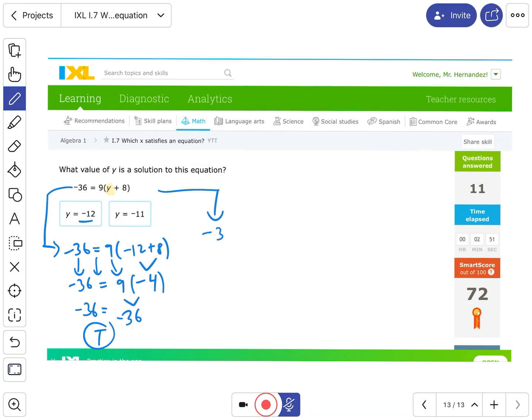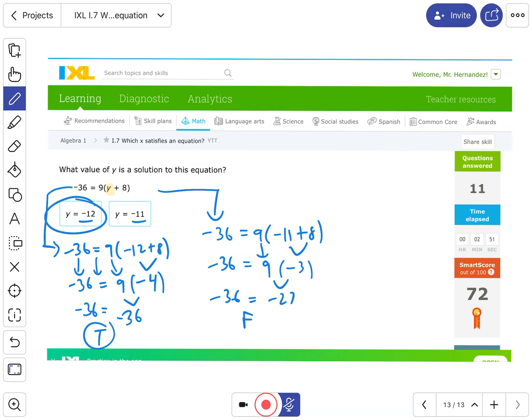Let's look at the right side. Let's replace y with negative 11, see what we get. Okay, so that's going to be negative 3. Bring down the 9, bring down the equals, bring down the negative 36. That's negative 27. And that definitely is not true. So it's going to be this one.